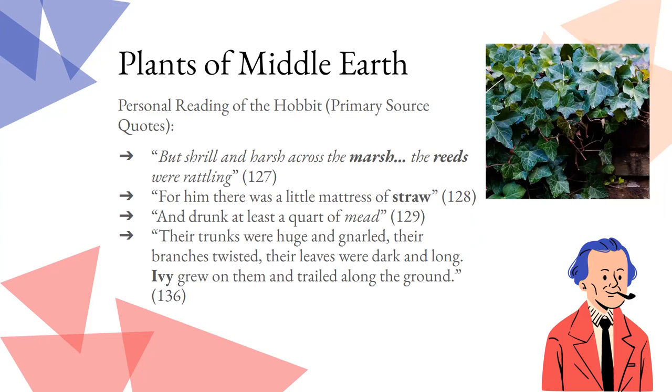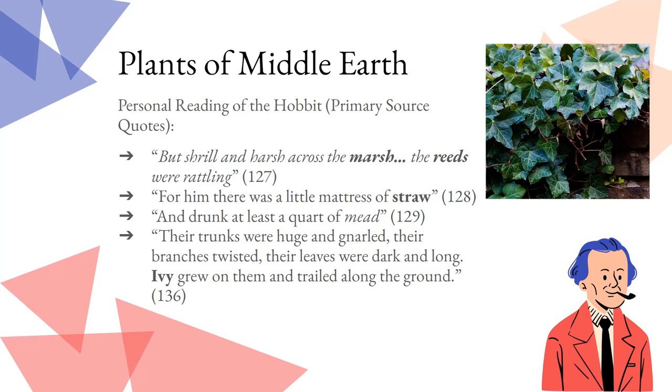We also have marsh habitats. So we know that there's again those riparian areas with water and plants living together. We have reeds, which are in the grass family, the true grasses. We have straw as well, which is in the grass family. We have at least a quart of mead. Anybody know what makes mead? Honey? Yeah, honey. So we know there are bees also in our world, which is very nice to think about.